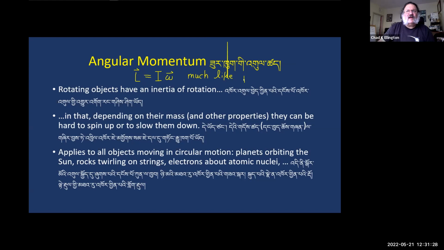And this is much like what you've already seen with momentum. Momentum was equal to mass times velocity. And now we are simply defining angular momentum in terms of the rotational equivalence.